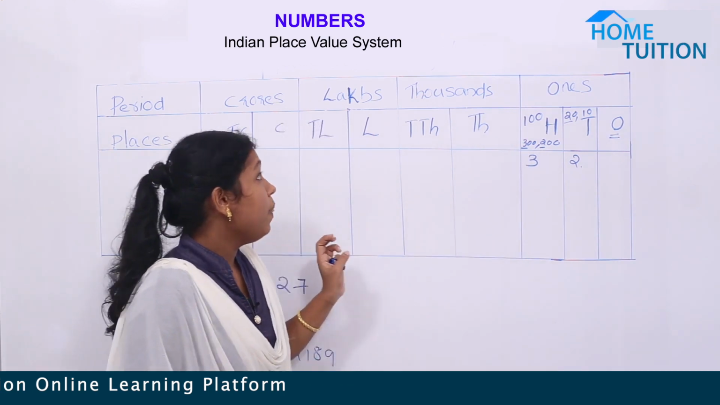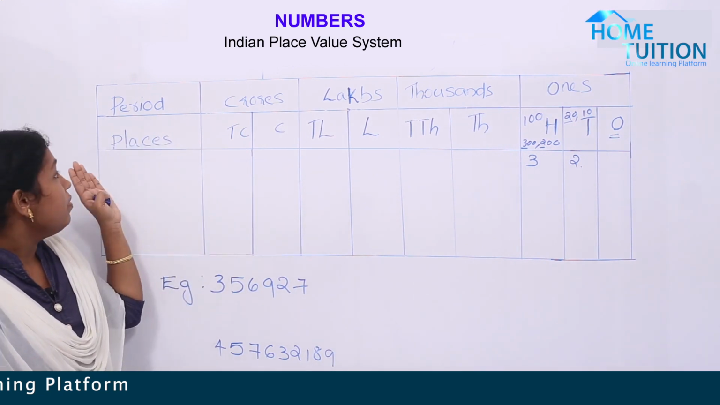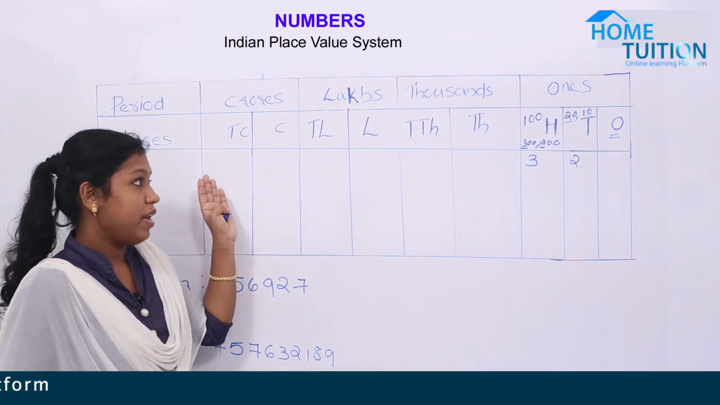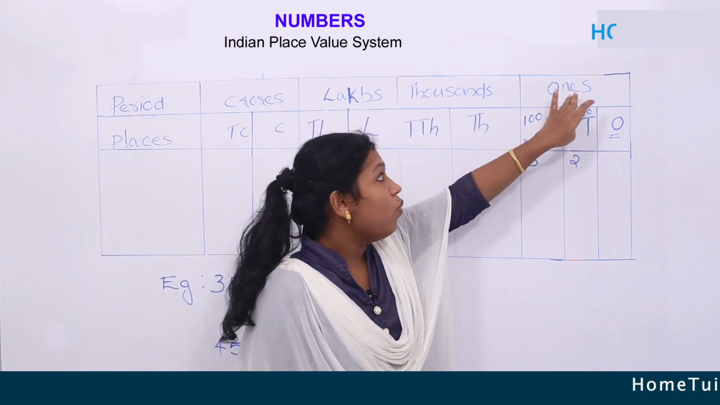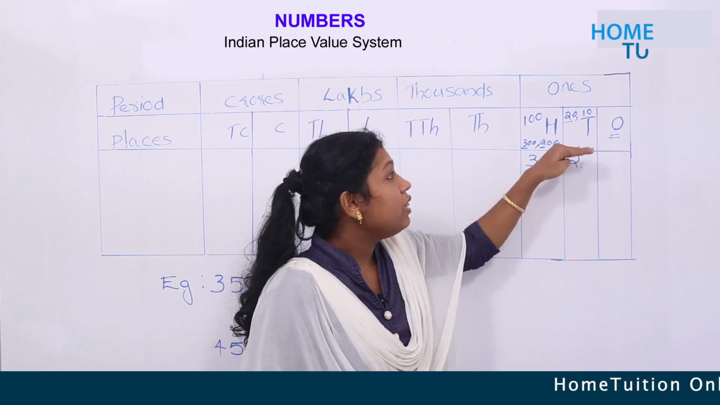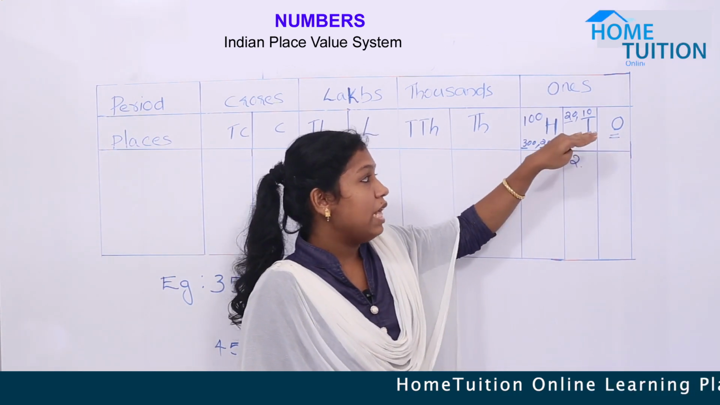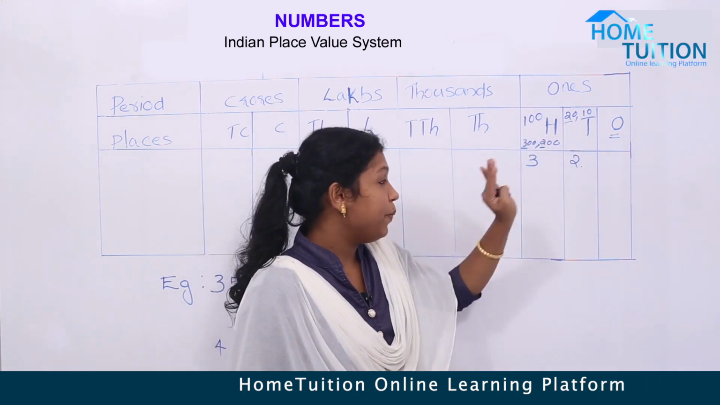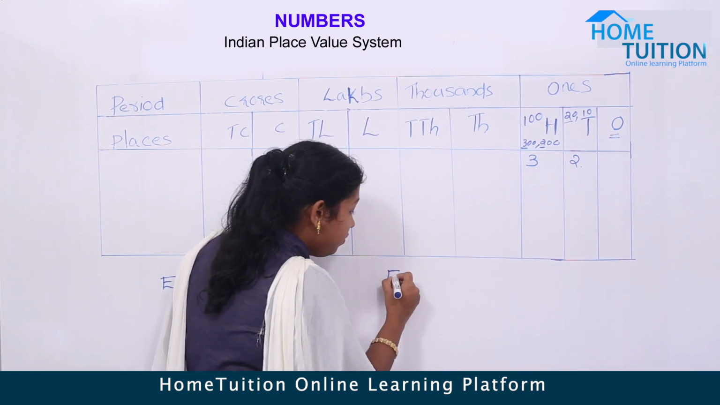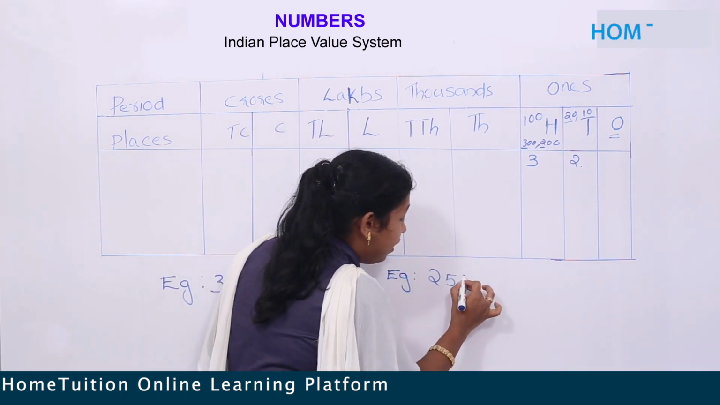So in the Indian place value system, there are 4 periods and 9 places. The first period is ones, which is divided into 3 places: the first is ones, the second is tens, and the third is hundreds. In a number, for example, 252.